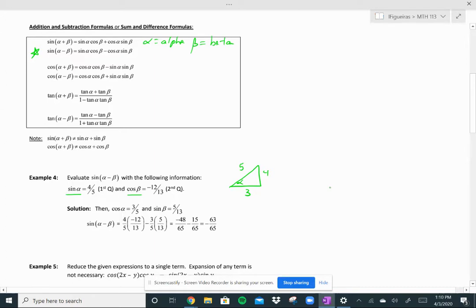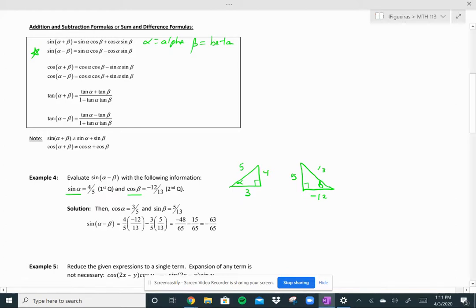I also know that beta is in quadrant 2. So I'm going to draw my triangle backwards. And cosine of beta is -12/13. Okay, here's your right angle. So that means I have to find what the vertical side is. And this is also one of those special right triangles that we should know. If you use the Pythagorean theorem, if you don't remember, the vertical side is the number 5. And it's positive because we're in quadrant 2.